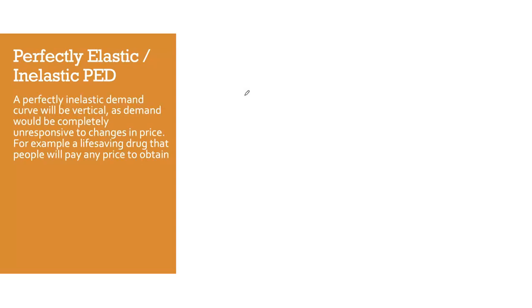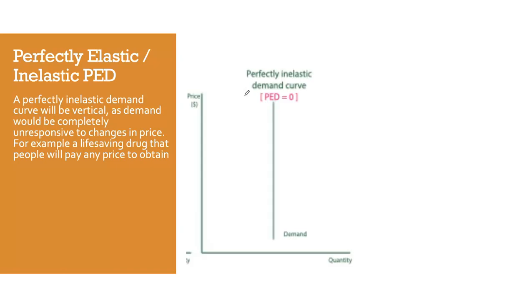Perfectly elastic and inelastic price elasticity of demand do occur, but are often not that common. A perfectly inelastic demand curve would be vertical, like so, as demand would be completely unresponsive to changes in price. So whatever price you do, the demand will be the same. For example, a life-saving drug that people will pay any price to obtain, whatever price you give, everyone will demand it. It's quite uncommon.